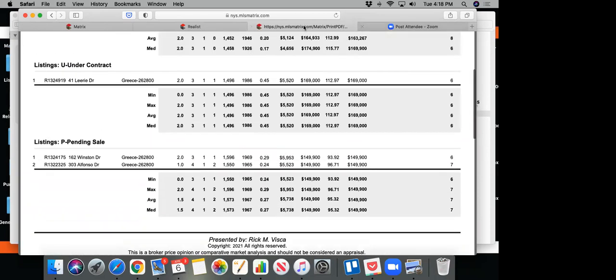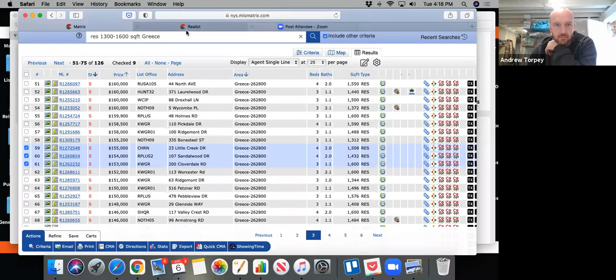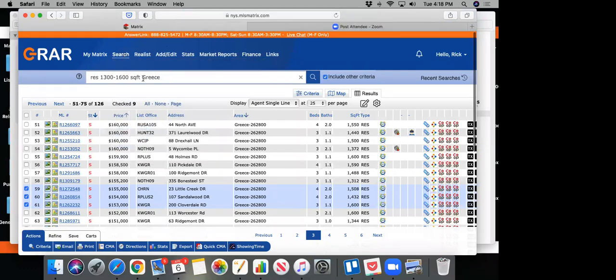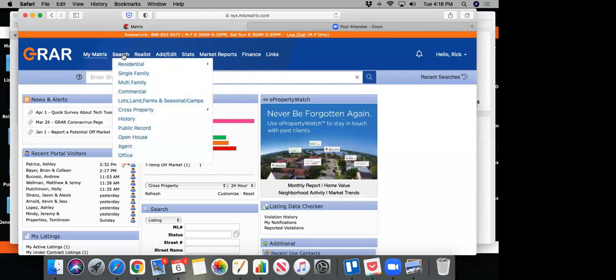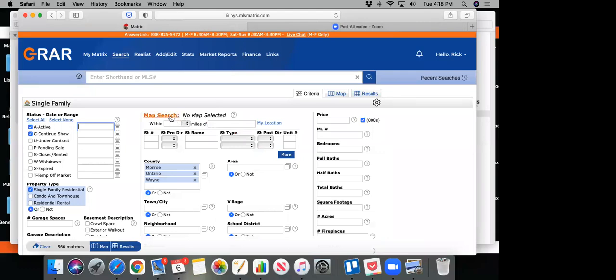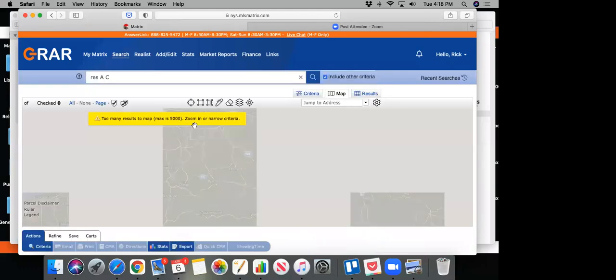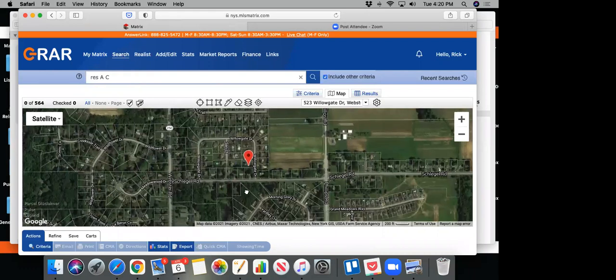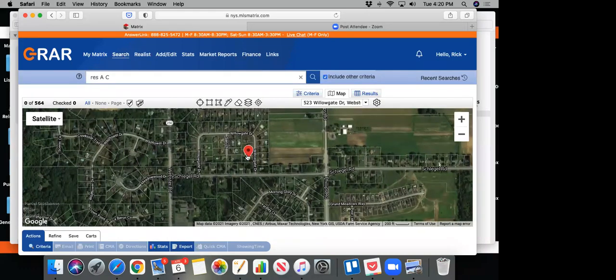Now, let me show you another way. You understand this pretty good? So far? Okay. So let's say we're going to do a search. We go back to residential single family. Open it up. You see this map search? If you click on the map search and you put in the address, now, see the address? See where the address is?